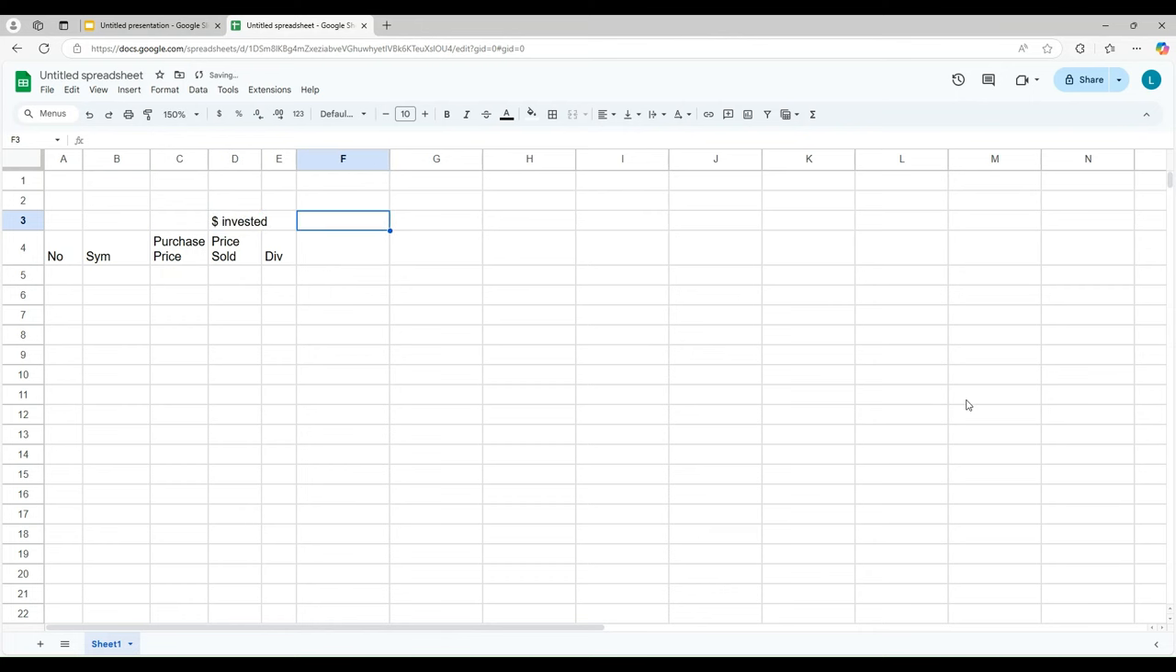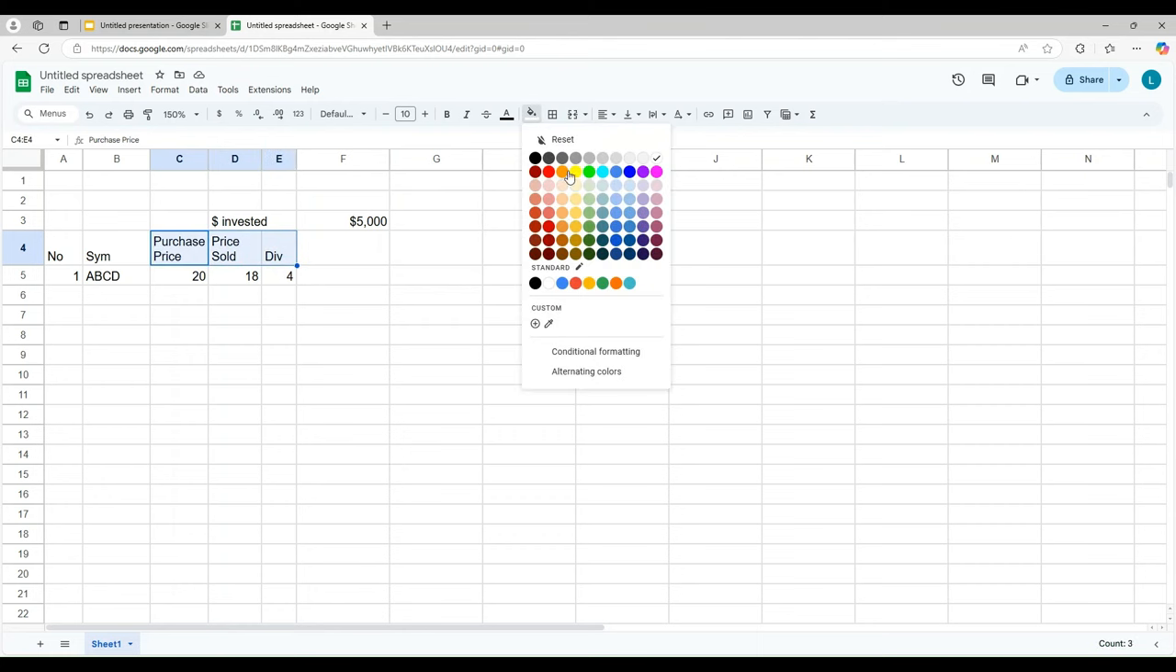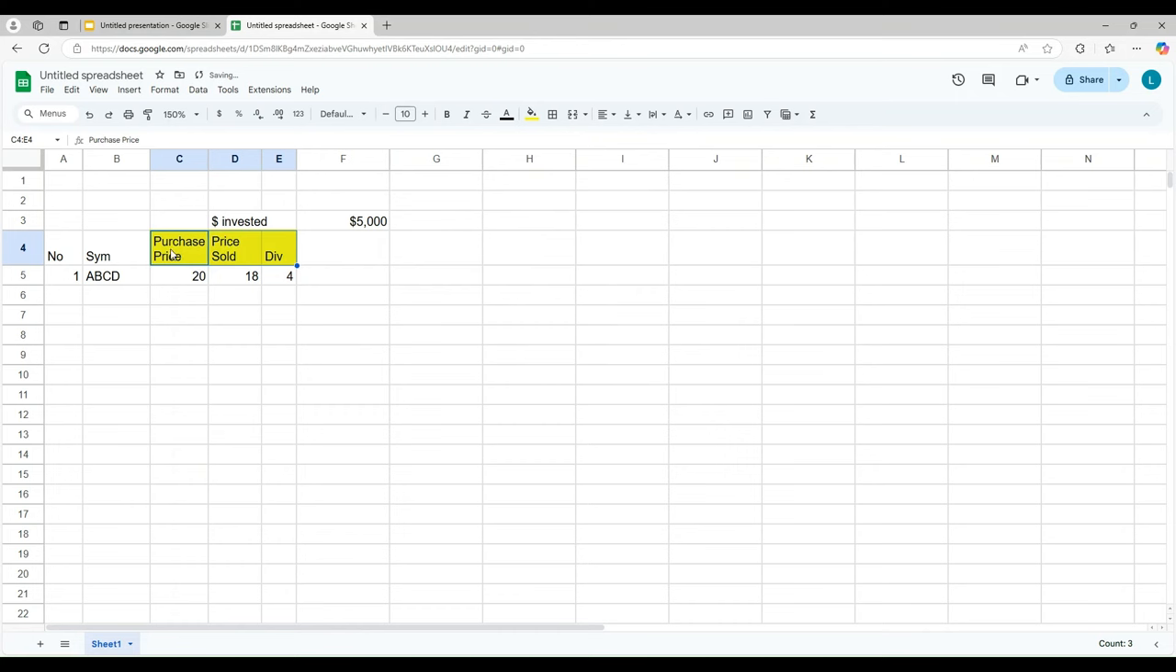Let's suppose we invested $5,000. I'm going to start with an example, then we'll come to the actual. Let's take a supposed symbol ABCD. We buy it at $20, we sell it at $18, and we earned $4 in dividend. So I'm going to highlight these three in yellow. What that means is these are the only three pieces of information you need. This is all you need.